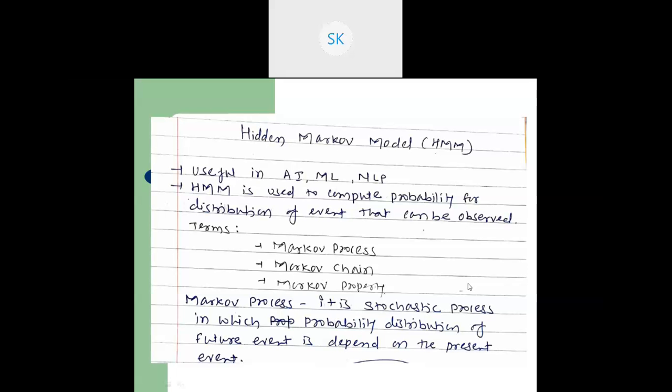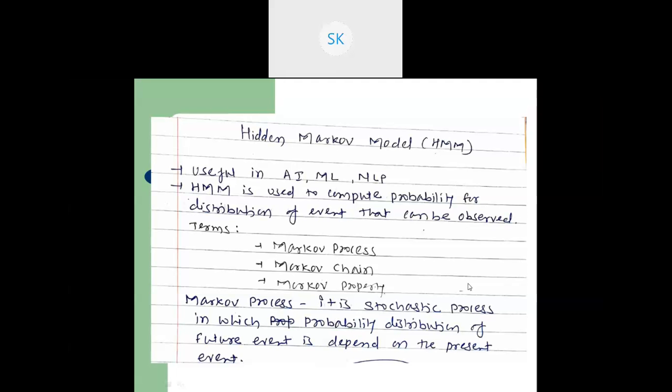Hidden Markov model is useful in artificial intelligence, machine learning, and natural language processing. It is used to compute the probability distribution of events that can be observed.